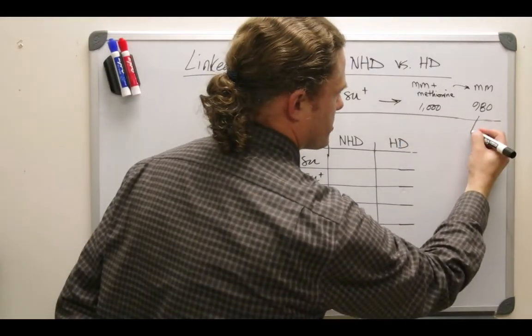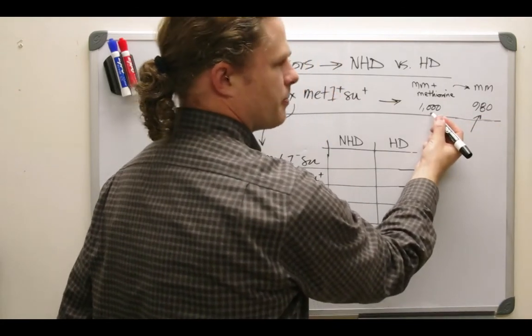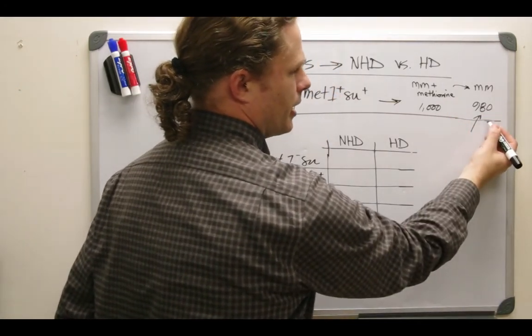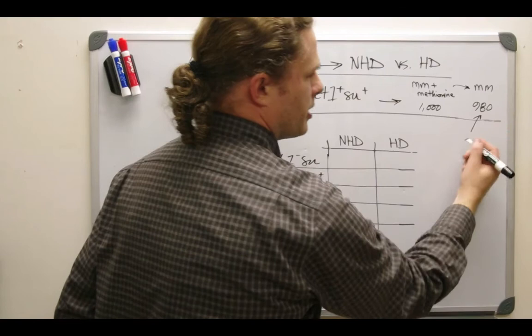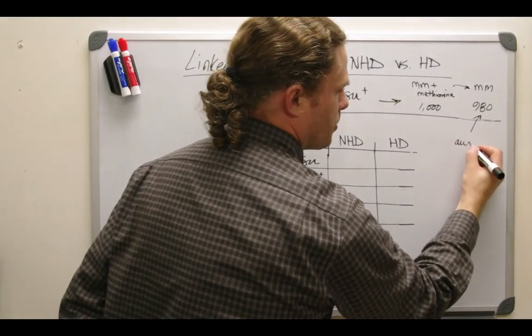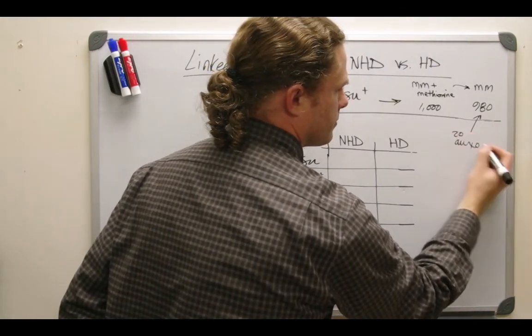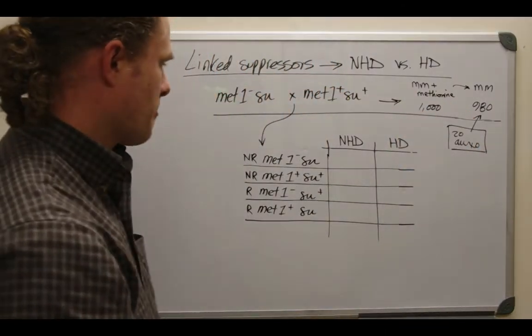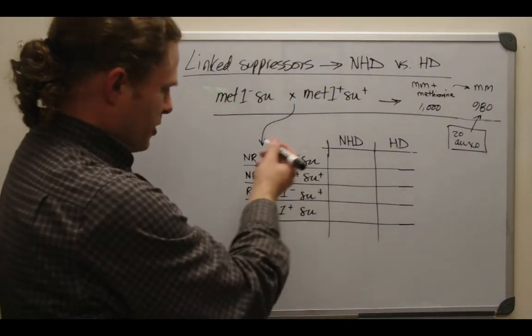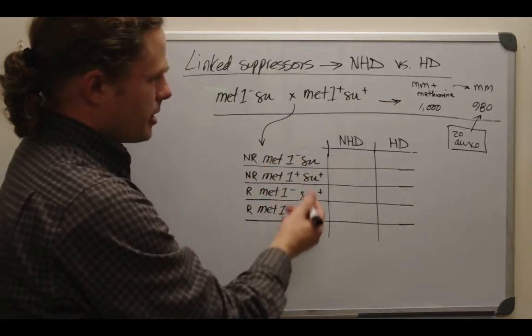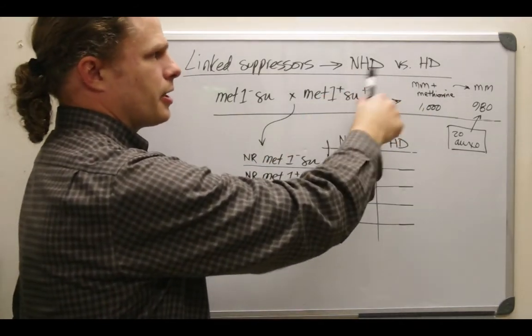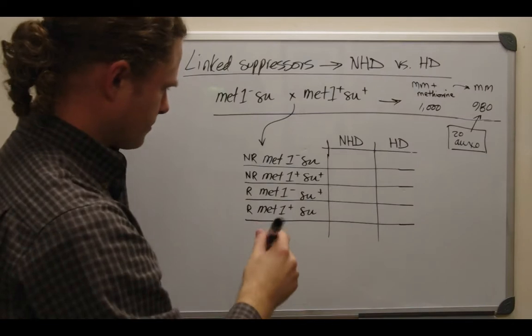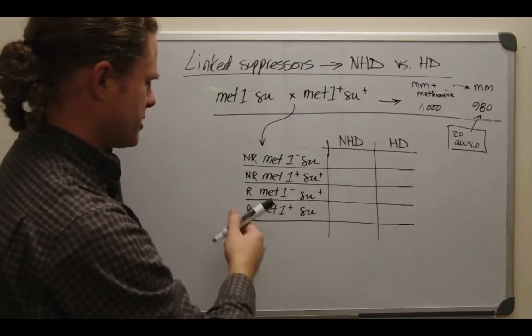In this case, if this is what we get, 1,000 colonies on the supplemented master plate and 980 colonies on the minimal media plate, this indicates that there are 20 auxotrophs that result from this cross. Now, the different genotypes are always the same whether or not you're dealing with a heterodimer or a non-heterodimer. What changes is the phenotype.